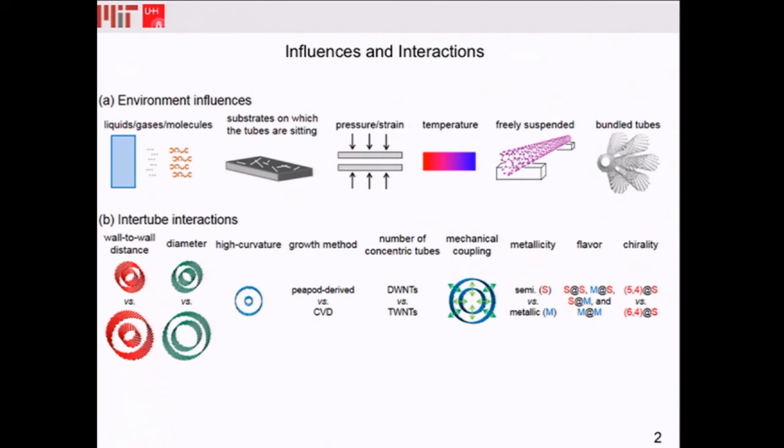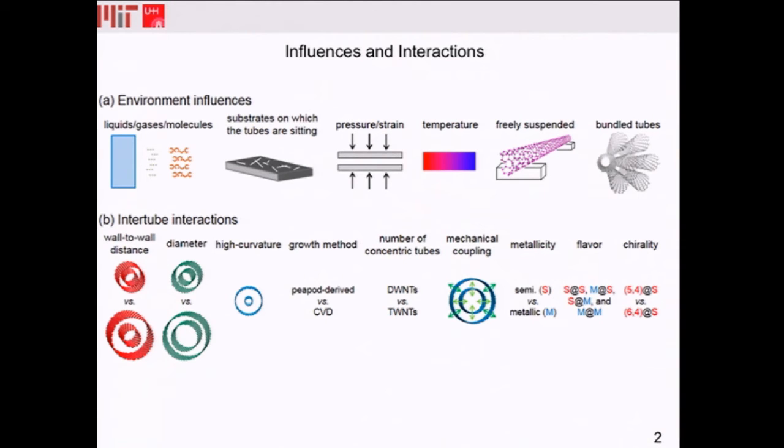But the topic of this talk is mainly the different kinds of interactions between double and triple wall carbon nanotubes. For example, we will see that the wall-to-wall distance has a strong impact on the interaction between the tubes, also the diameter, so with the same wall-to-wall distance but with different diameters. Or we will see that with high curvature, when the inner tube diameter is very small, we see not only intertube interactions, but also intra-tube interactions.